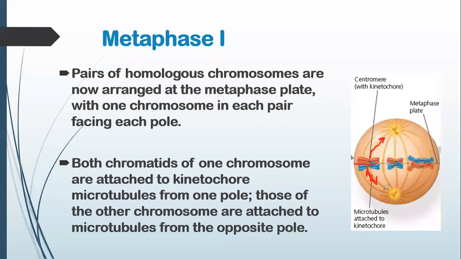So in meiosis one, there are homologous chromosomes which separate. But in mitosis, it is actually the centromere that separates, and the two sister chromatids migrate to opposite poles. If you really understand that, then you'll be good to go.